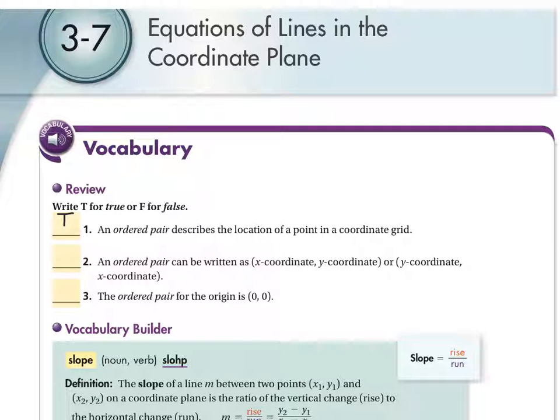Number 2, an ordered pair can be written as x-coordinate, comma, y-coordinate, or y-coordinate, comma, x-coordinate. Nope, just the first one. Number 3, an ordered pair for the origin is 0, 0. Yes.